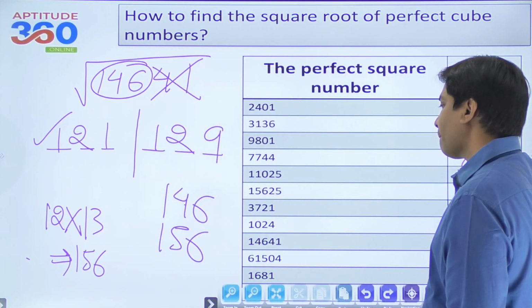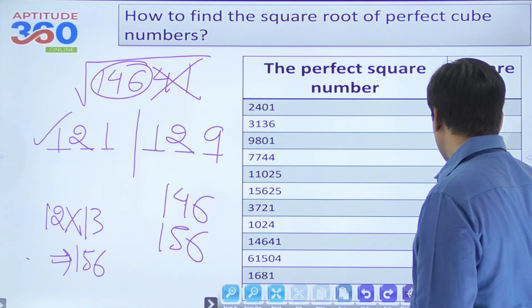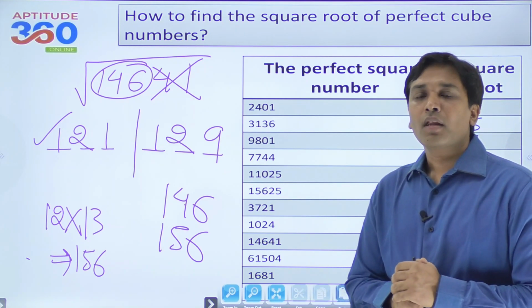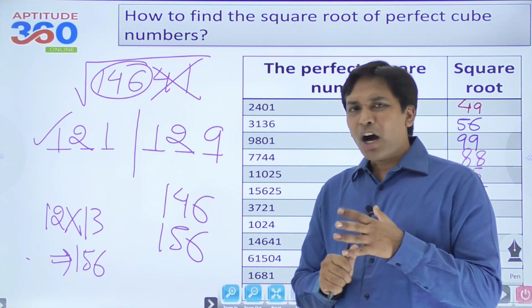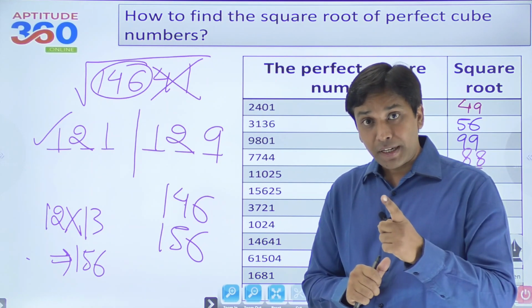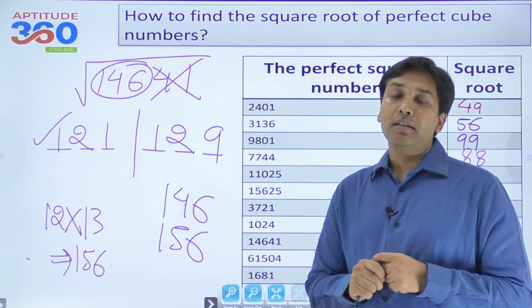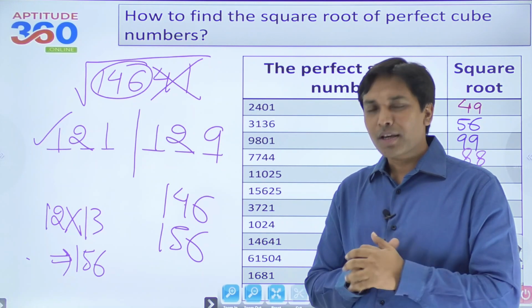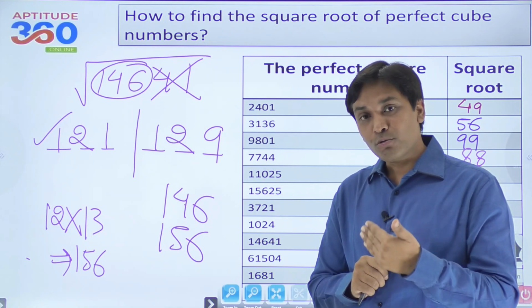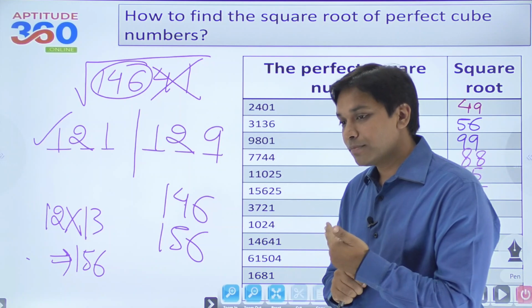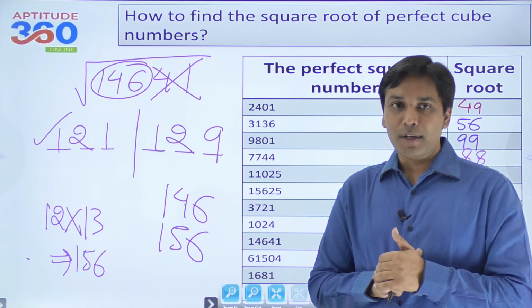So that is how we find out square roots of perfect square numbers. Is that okay?